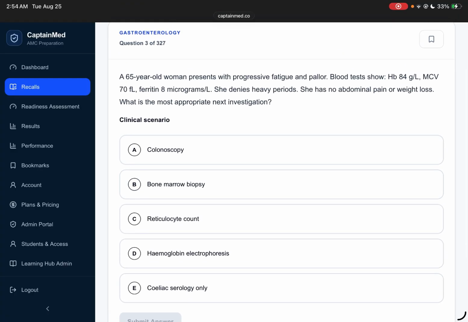So we have a 65-year-old woman who presents with progressive fatigue and pallor. Blood test shows hemoglobin of 84, MCV of 70, ferritin of 8, and she denies having heavy periods. She has no abdominal pain or weight loss. What is the most appropriate next investigation? If you know this answer, just comment down below and we'll see if you're right or not.